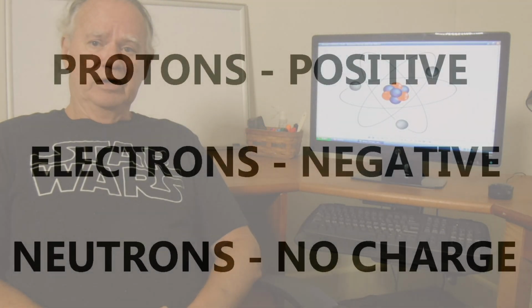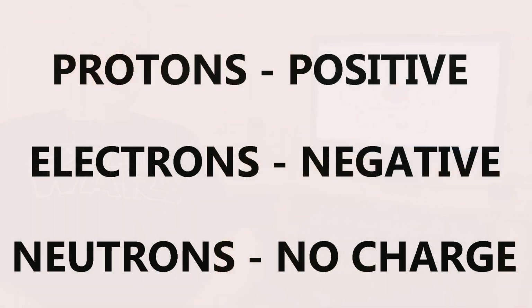There are several shells, and we will discuss those. But the most important part is that electron that's on the outside circling around.